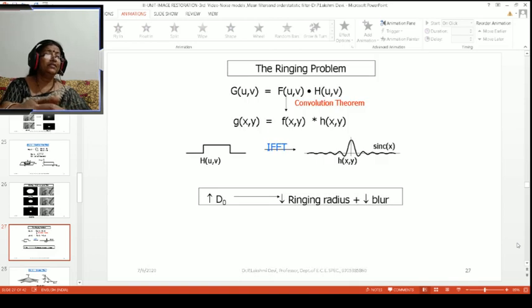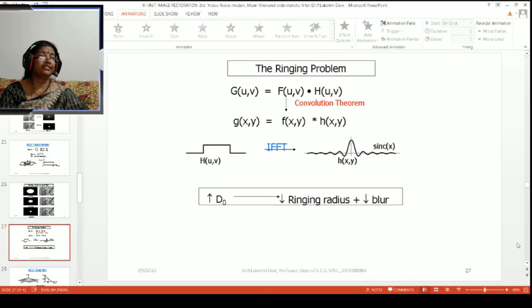This particular problem we call the ringing problem or ringing effect. By considering the small circles, extracting the information, applying the inverse Fourier transform and observing the blurriness in the images, that effect we call the ringing effect.